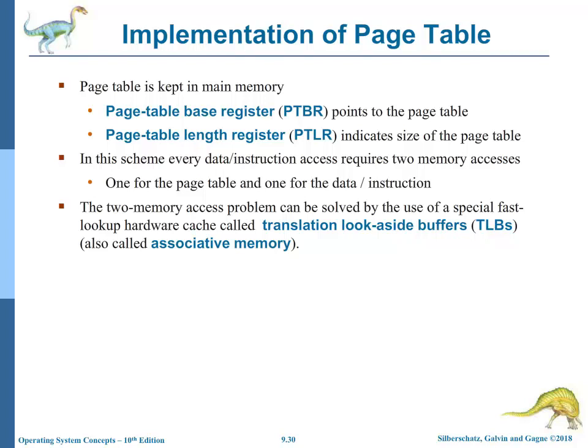The solution to this problem is to use a very special high-speed memory device called the Translation Look-Aside Buffer, TLB. The benefit of the TLB is that it can search an entire table for a key value in parallel, and if it is found anywhere in the table, then the corresponding lookup value is returned.